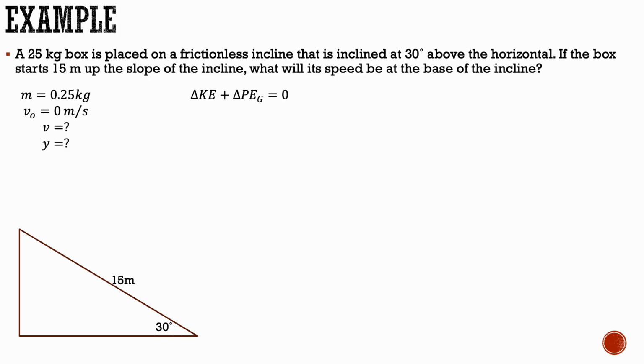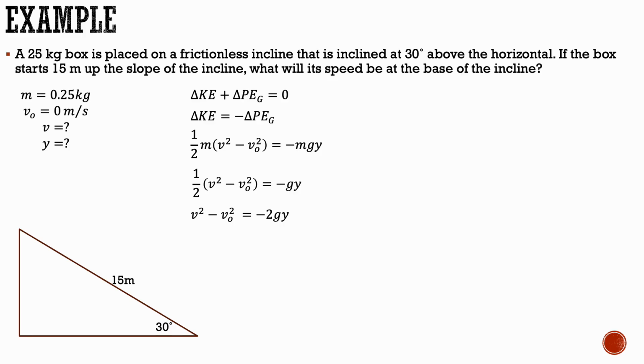Now we'll use our conservation of mechanical energy formula. So change in kinetic energy plus change in potential energy equals 0. We'll move our change in potential energy to the other side of our equation, substitute in our equations for that. Our mass is going to cancel on both sides. I would multiply both sides by 2 to get rid of the 1/2 and drop the brackets. Now we also know that our initial velocity is 0, so we can get rid of our v0 squared and then take the square root of both sides.